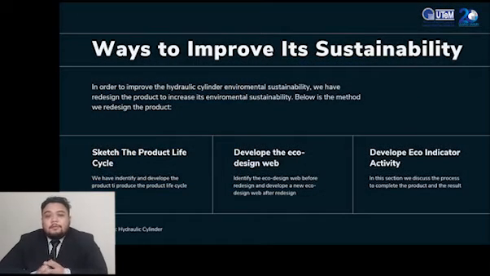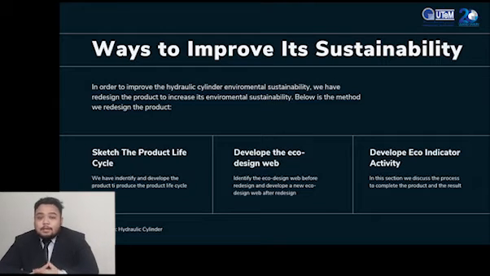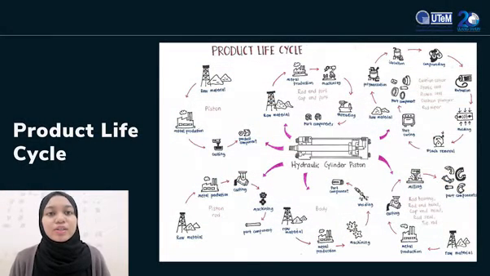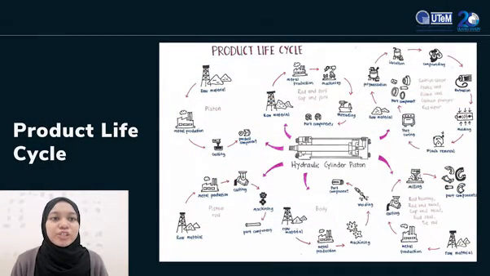There are lots of ways to improve a product's sustainability. So to improve the hydraulic cylinder, we redesign the product. The method and analysis that we approached are sketching the product life cycle, developing the eco-design web, and developing the eco-indicator activity.